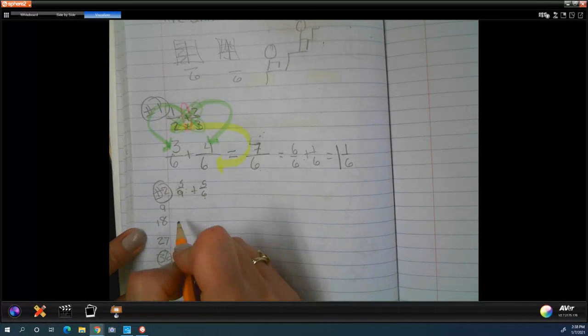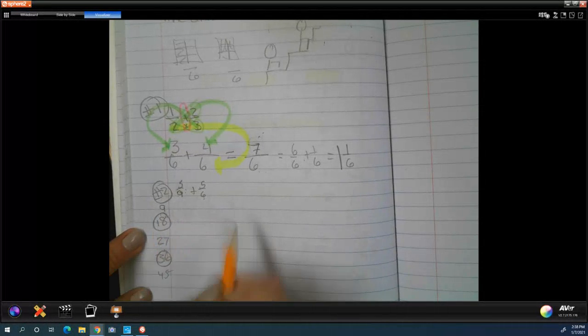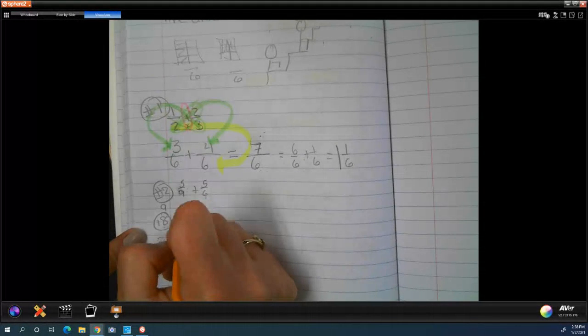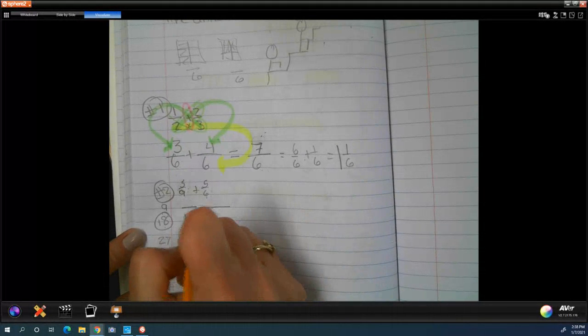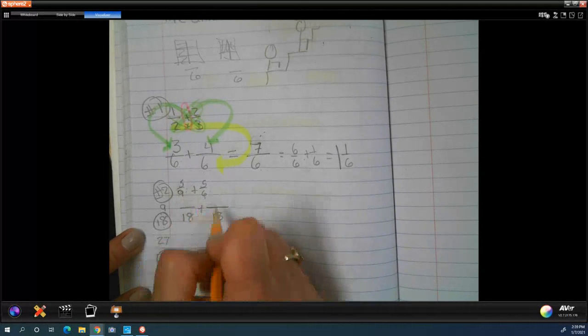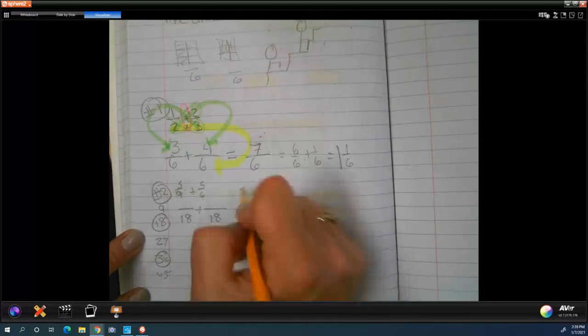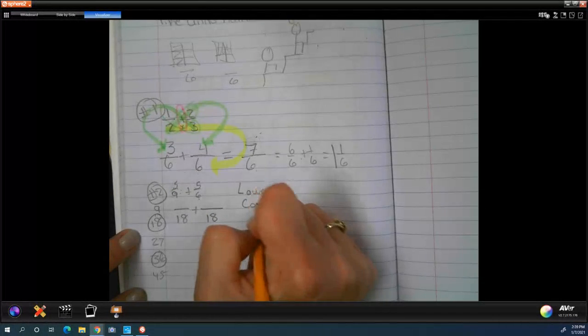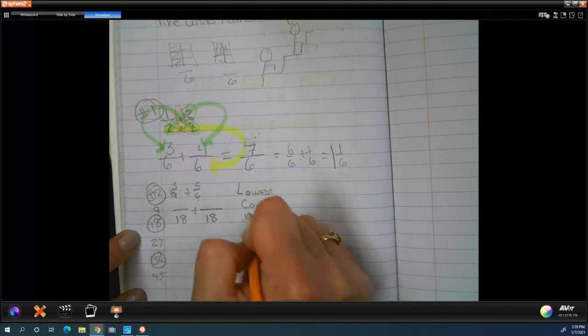I know that I skipped 18. 6 will also fit into 18, right? That's even smaller. So now I know that I want my new denominators to be 18. That's the smallest number that both 9 and 6 will fit into. That's called a lowest common multiple.